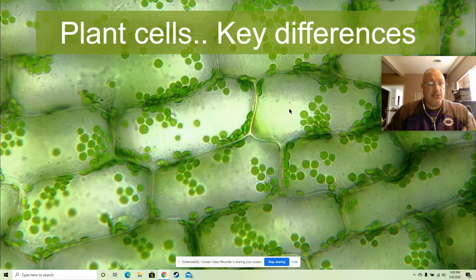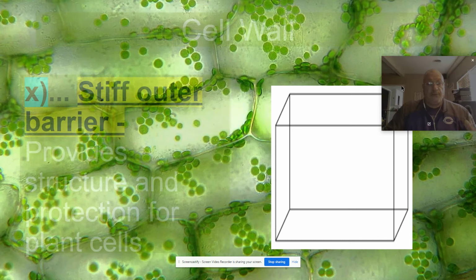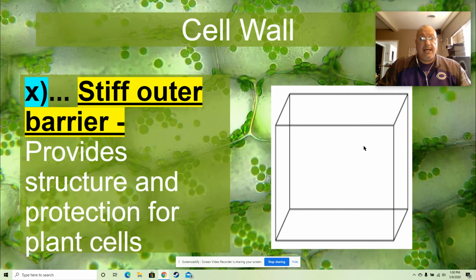Okay, so let's move on to plants. There's some key differences, as you all know, between animal and plant cells. So the first is its shape. The outside of the plant cell has a stiff outer barrier, which is called the cell wall, and it serves as structure and protection because remember, plants don't have skeletons. They just sit in place. They're kind of boring.